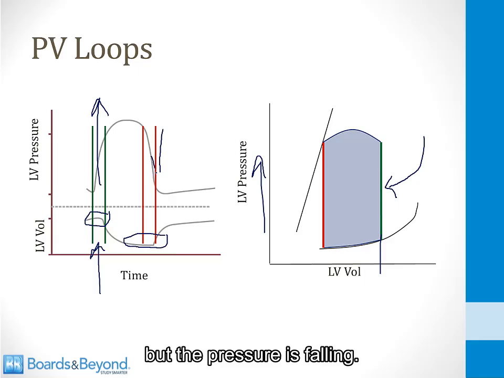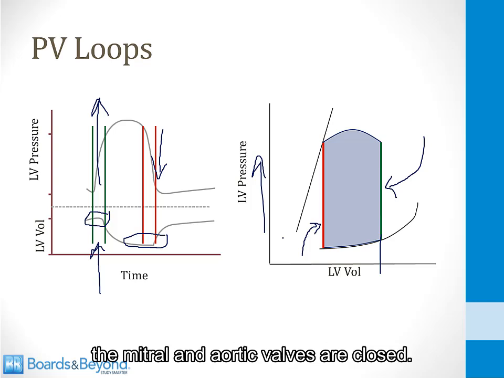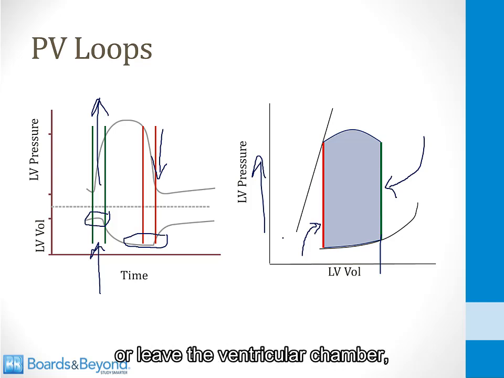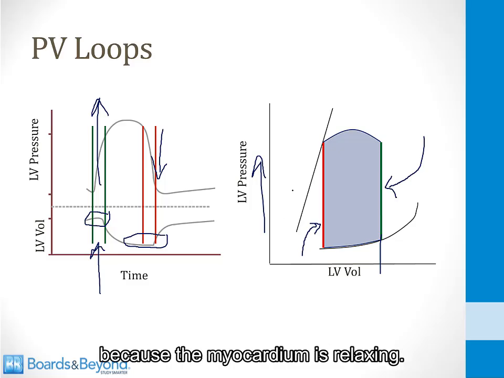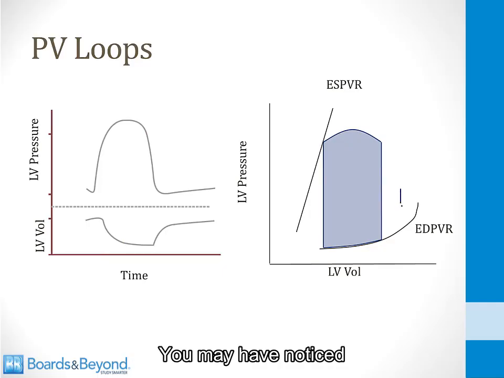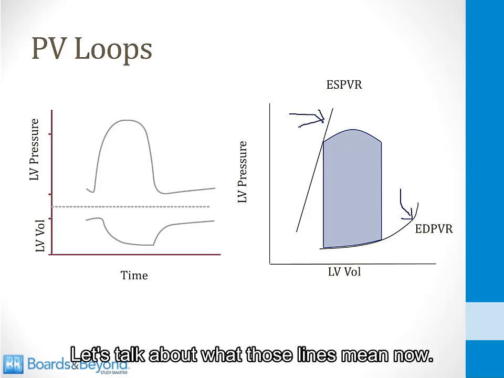There's also a point on the volume versus time curve where the volume is flat, but the pressure is falling. This is isovolumic relaxation. It's denoted by the red line on the right side of the screen. What's happening here is that once again the mitral and aortic valves are closed, so no blood can enter or leave the ventricular chamber, but the pressure is falling because the myocardium is relaxing. You may have noticed this curve line at the bottom right of the pressure volume loop and this straight line at the top left. Let's talk about what those lines mean now.